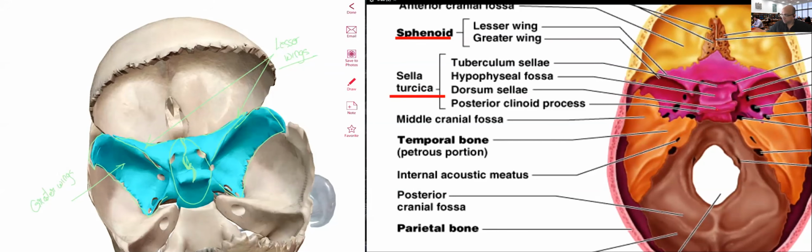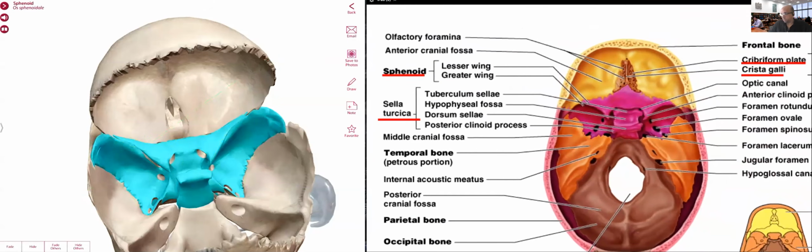Again, what do we call the whole bone? This is the whole bone all together, lesser wings, greater wings, and Sella Turcica. This is my sphenoid bone. Any difficulty so far?